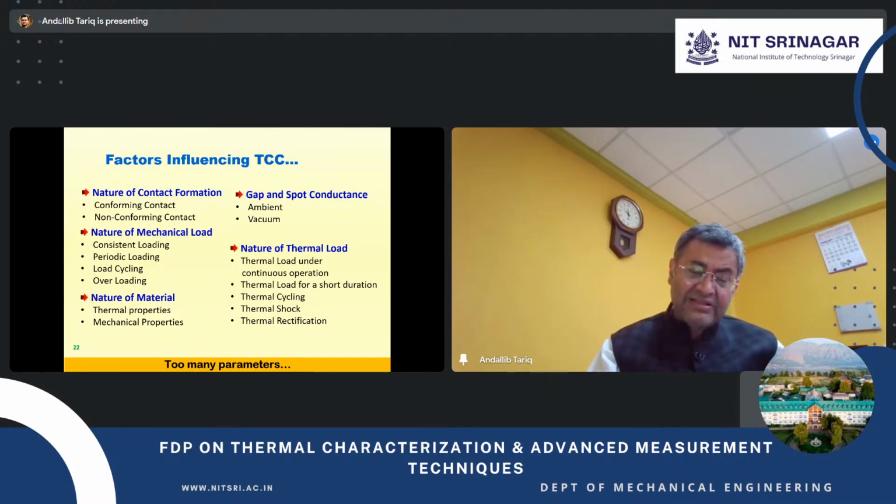Then the nature of the material, as I said, its thermal properties. And in between the mating surfaces, the gap is filled with vacuum, when no gases are there, or it is filled with ambient air or some specific gas, can be carbon dioxide, sometimes liquid nitrogen. A lot of things are there. Then thermal load: how the thermal load is active, whether continuous operation, operation for a short duration, thermal cycling, thermal shock, thermal rectification. These are the various factors that fundamentally influence it. So taking too many parameters and handling them together is a difficult task. Too expensive.